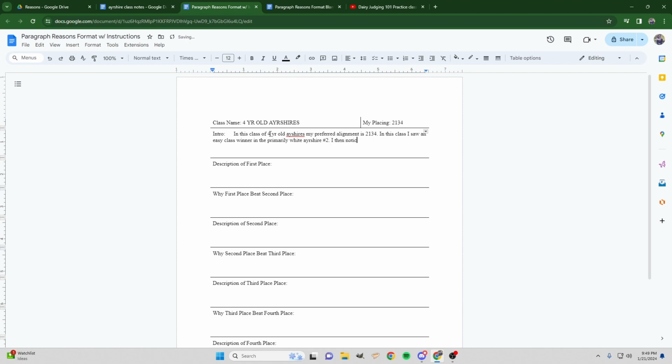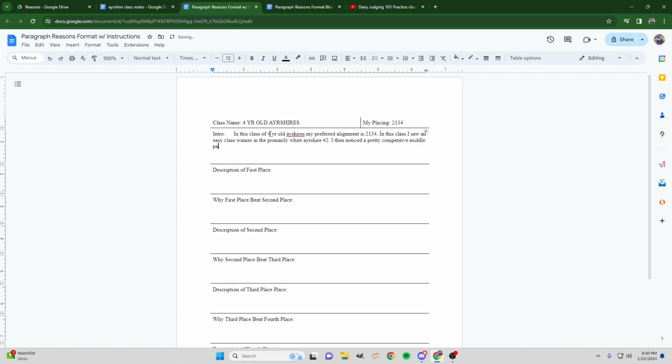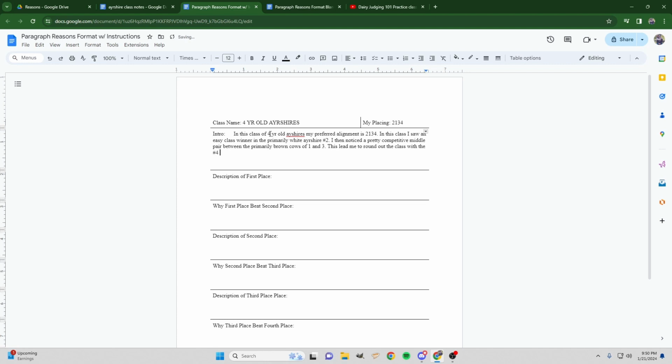I then noticed a pretty competitive middle pair between the primarily brown cows of 1 and 3. This led me to round out the class, that's a better way to say it, with the number 4 cow.